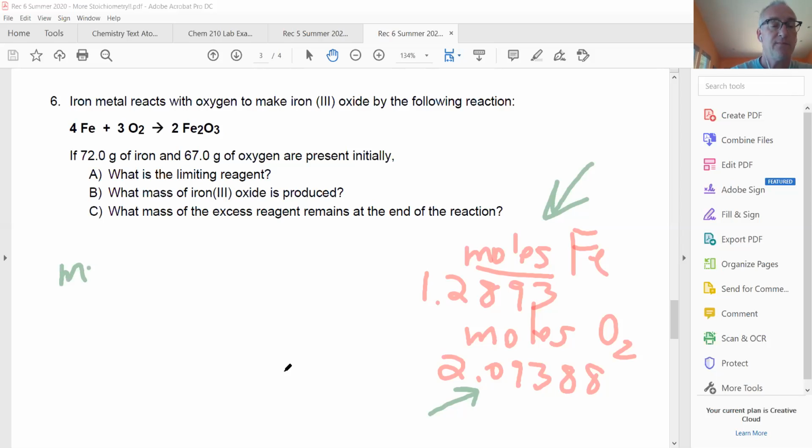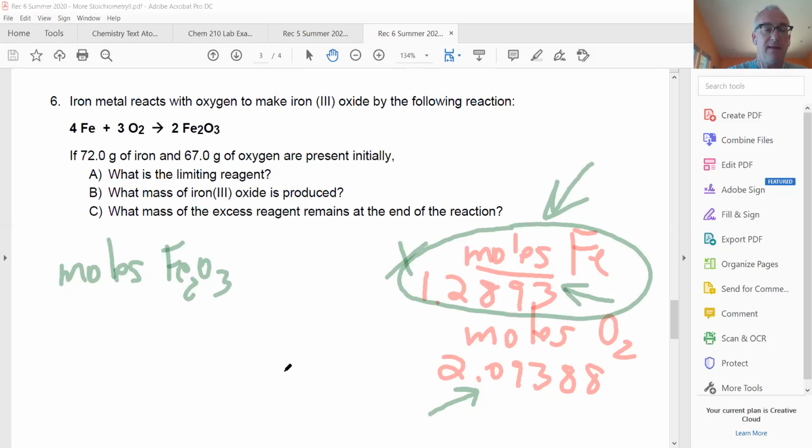So how many moles of Fe2O3 would I make if I was limited by this much iron? Nope. No, you need to do a calculation. What do I need to multiply this by to get me here? I need to multiply that by something. The molar ratio. There you go.